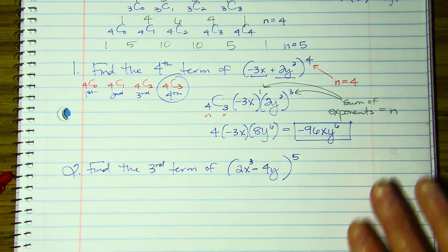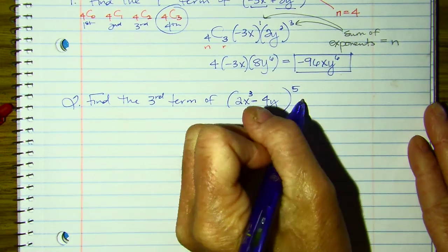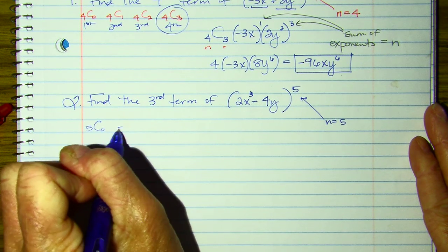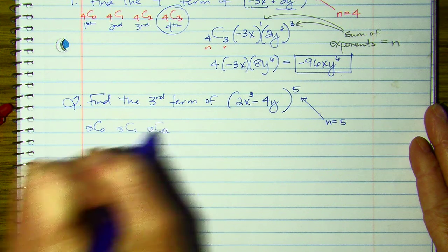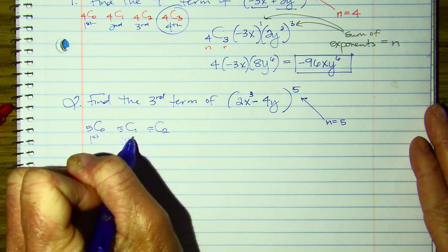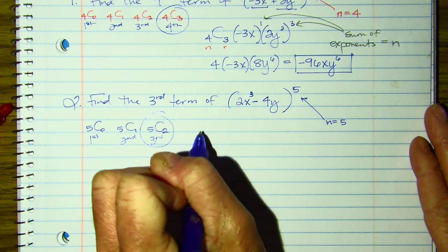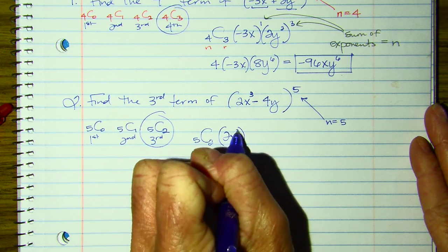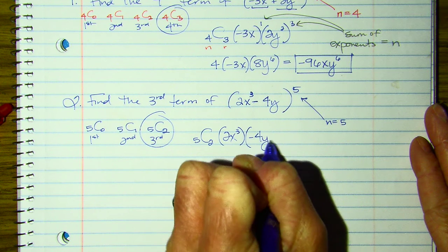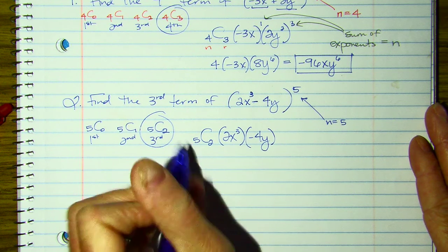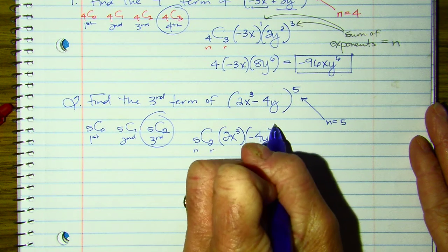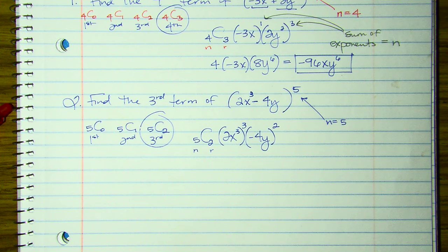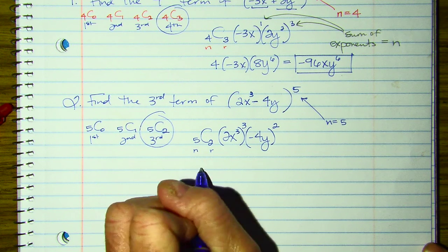All right. So find the 3rd term. So in this case, n equals 5. So 5c0, 5c1, 5c2. So here's my first, second, third. So I'm going to use 5c2, and I'm going to group, here's my first term, 2x cubed. Here's my next term, negative 4y. Here's n, here's r, so r goes here, which is 2, and 2 plus 3 is 5, or 5 take away 2.